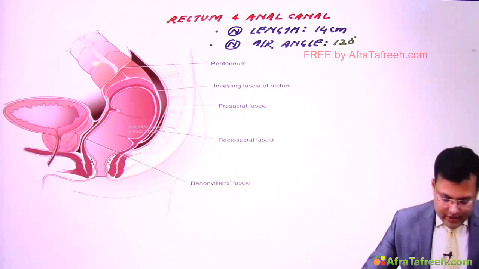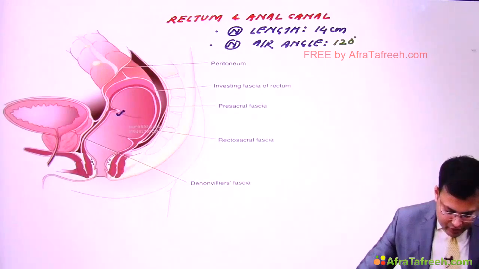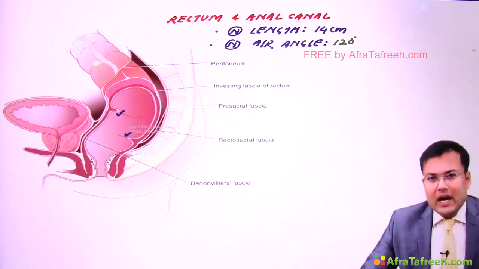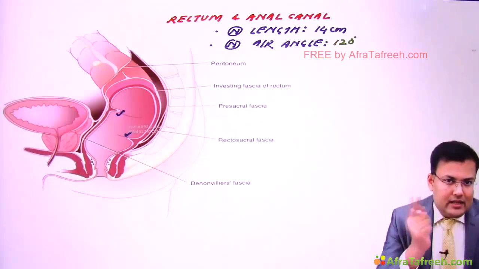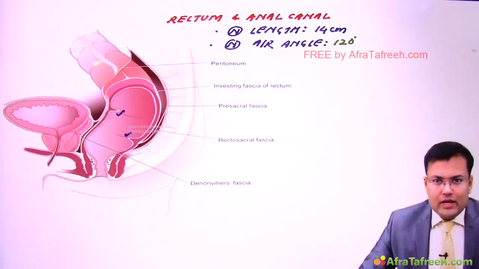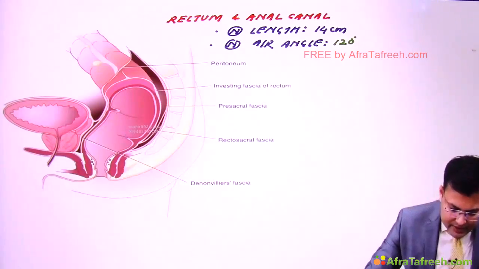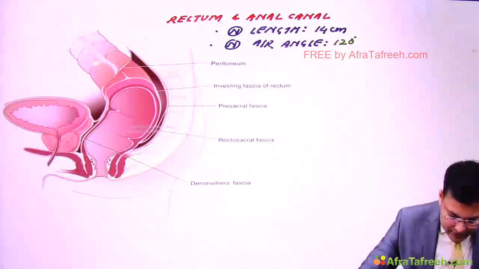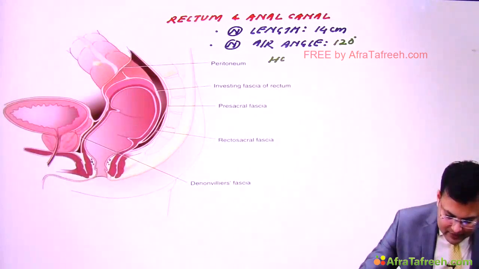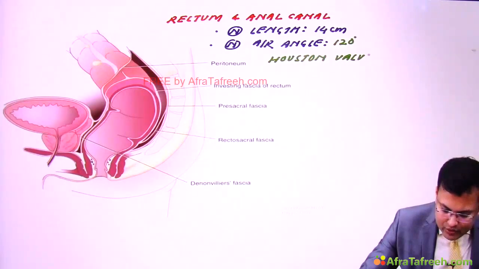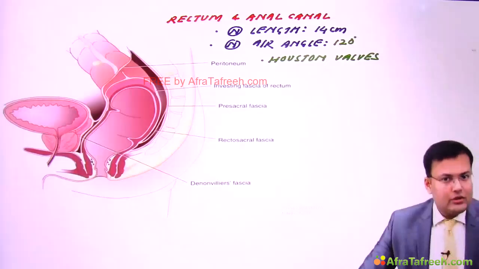Clear? Now here you can see the semicircular folds on the luminal aspect of rectum, and these semicircular folds are known as Houston valves. So what's the name of these semicircular folds? These are known as Houston valves, present over the luminal aspect.